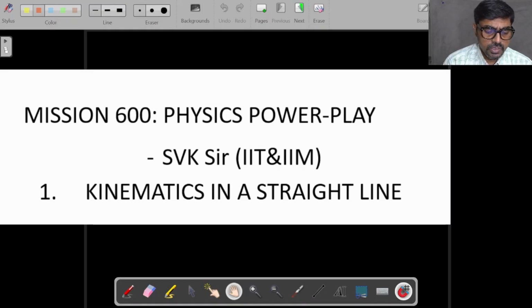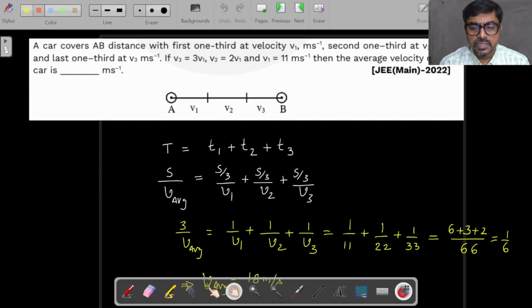Alright, let's get into the questions now. The first question, let me read. This is a question taken from 2022 JEE Main. A car covers the distance AB, with the first 1/3 at a velocity v1, the second 1/3 at a velocity v2, and the third 1/3 with the velocity v3. v1, v2, v3 are given, and we need to find the average velocity. So it's a very simple idea concept-wise.